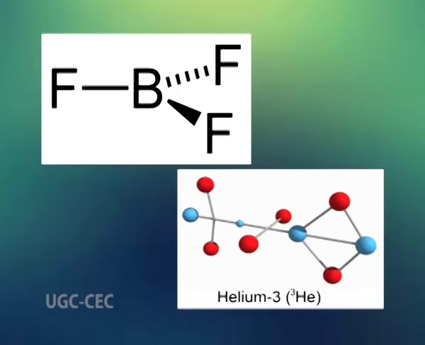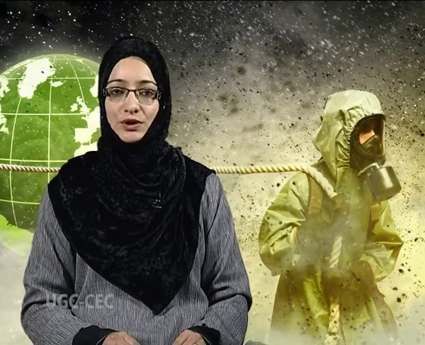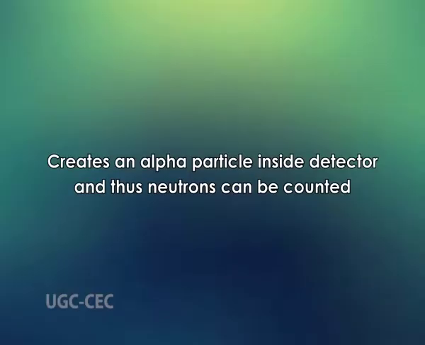A variation of the Geiger tube is used to measure neutrons, where the gas used is boron trifluoride or helium-3, and a plastic moderator is used to slow the neutrons. This creates an alpha particle inside the detector, and thus neutrons can be counted.